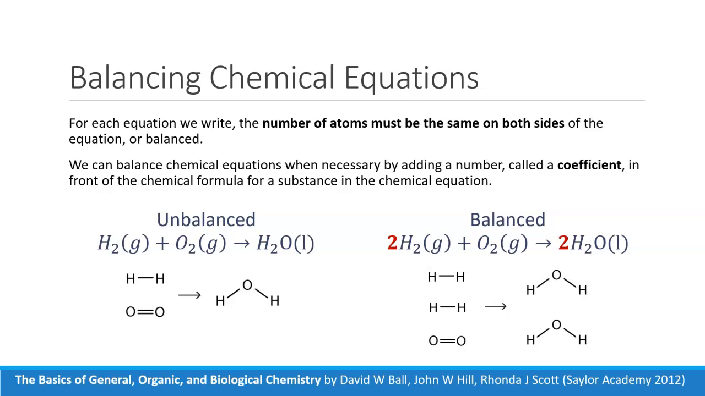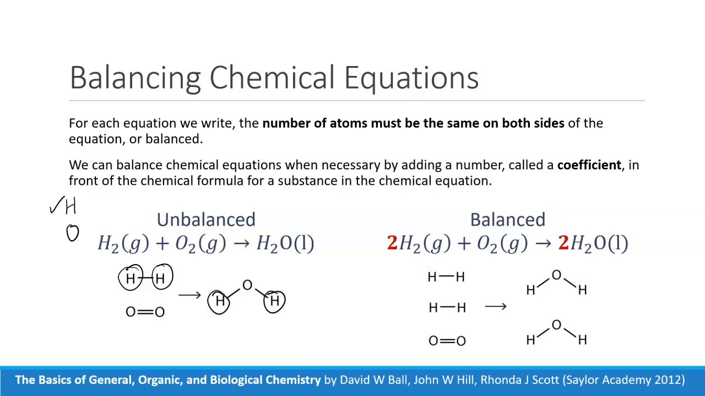So looking and counting the number of hydrogens, we have 2 hydrogens on the reactant side and 2 hydrogens on the product side. So the hydrogens are good. I'm going to make a little list up here at the top of hydrogen and oxygen, the 2 elements that we're looking at, and hydrogen is originally okay. The problem is that we have 2 oxygen atoms on the left-hand side and only 1 on the product side.